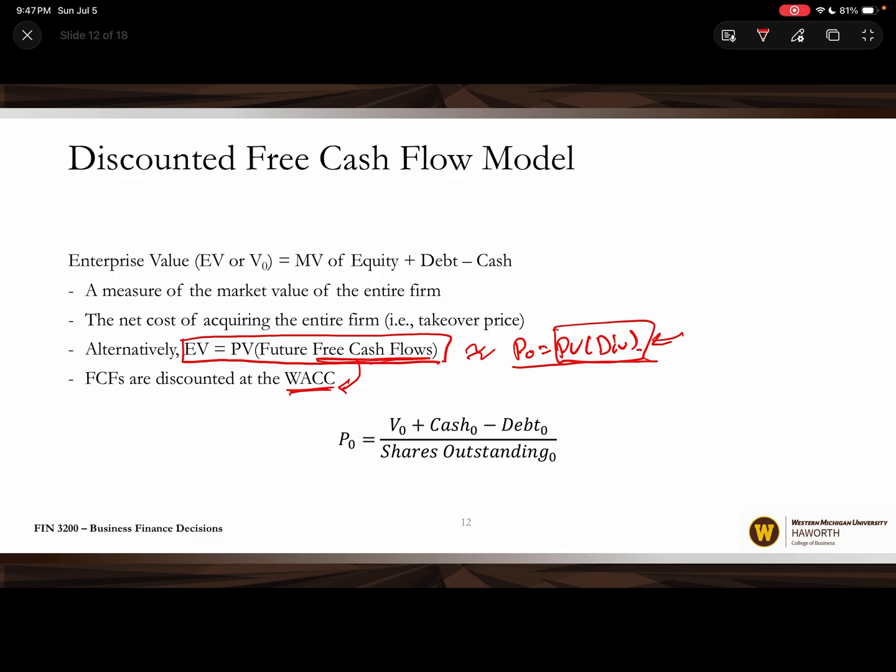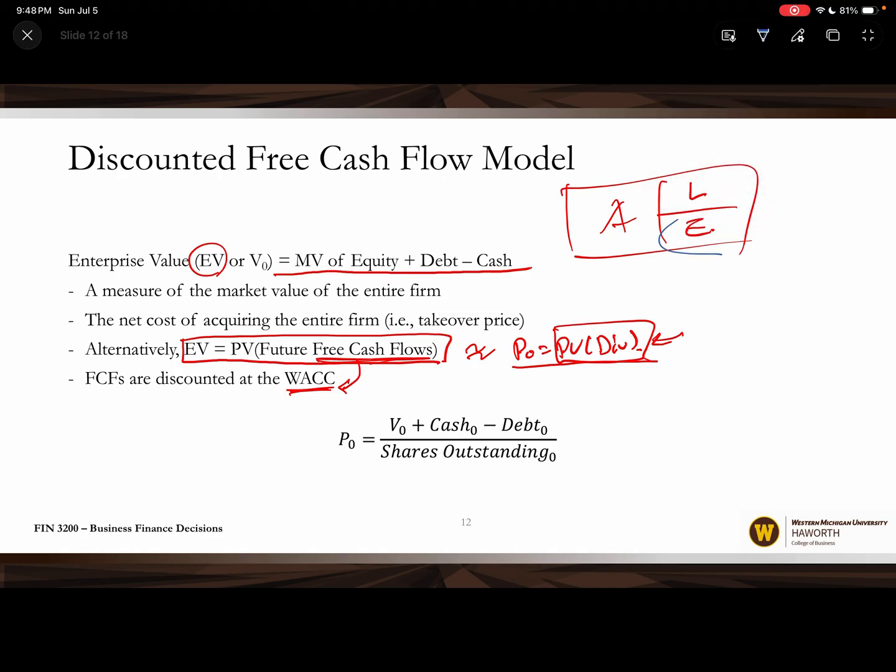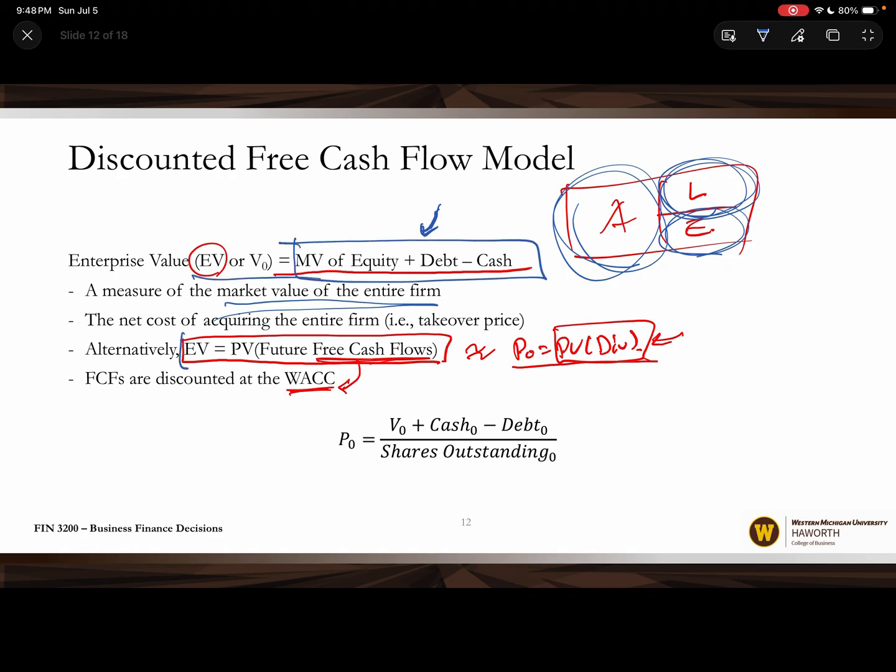Okay, and enterprise value is also equal to the market value of equity plus debt minus cash. So if you recall the balance sheet, basically market value of equity plus debt, and if we assume no cash, that's exactly equal to the market value of assets, the market value of the entire firm, right? So I hope the formulas also make some sense.